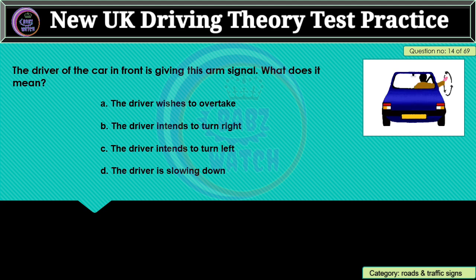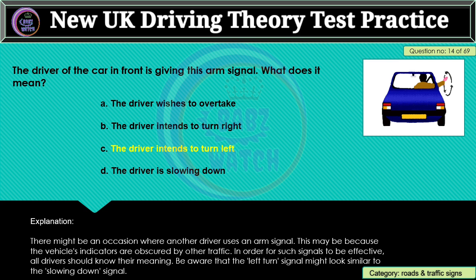Question 14 of 69. The driver of the car in front is giving this signal. What does it mean? A. The driver wishes to overtake. B. The driver intends to turn right. C. The driver intends to turn left. D. The driver is slowing down. The correct answer is C. The driver intends to turn left.